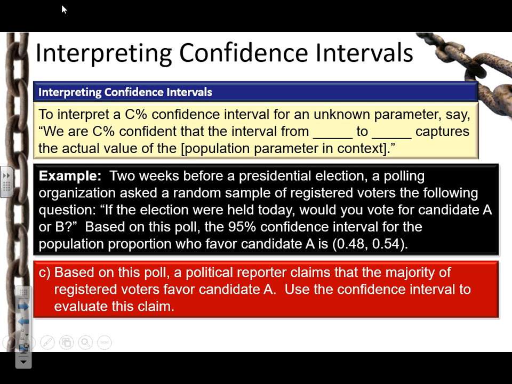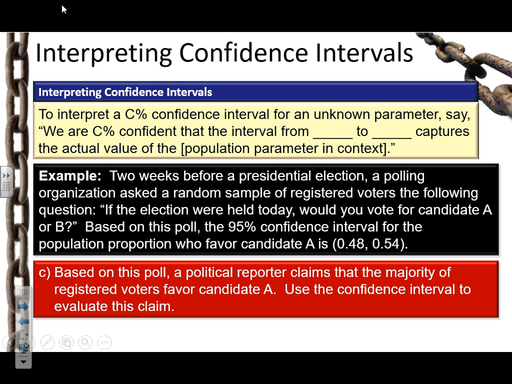Now think about what our confidence interval tells us. Our confidence interval says that the true proportion of people who favor candidate A should be between 48% and 54%. Do we know exactly where it falls in that interval? No, we don't. So this reporter is claiming that more than 50% of people, guaranteed, more than 50% of people support candidate A. Can we make that claim based on this interval?